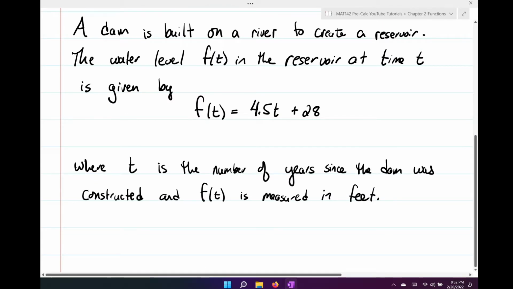Okay, so here's our problem. It reads: a dam is built on a river to create a reservoir, and the water level, f of t, in the reservoir at any time t is given by the function f of t equals 4.5t plus 28, where t is the number of years since the dam was constructed, and f of t is measured in feet.